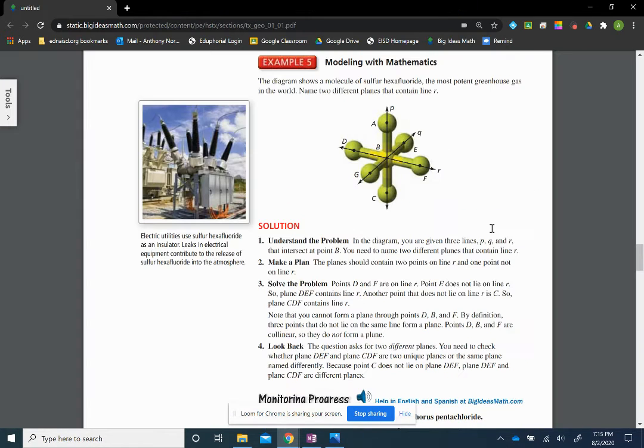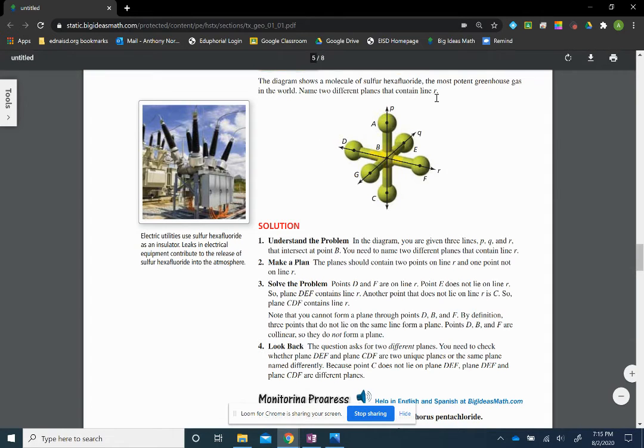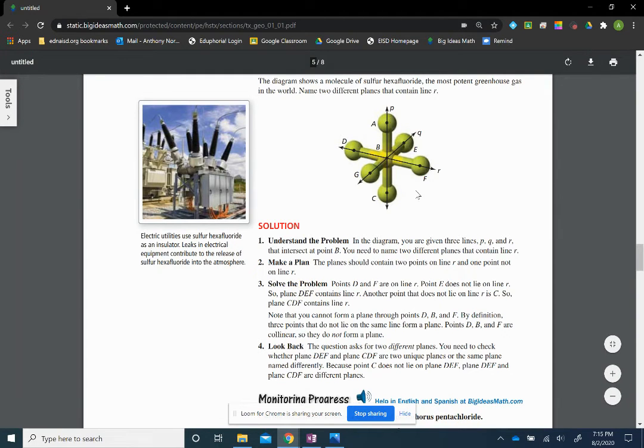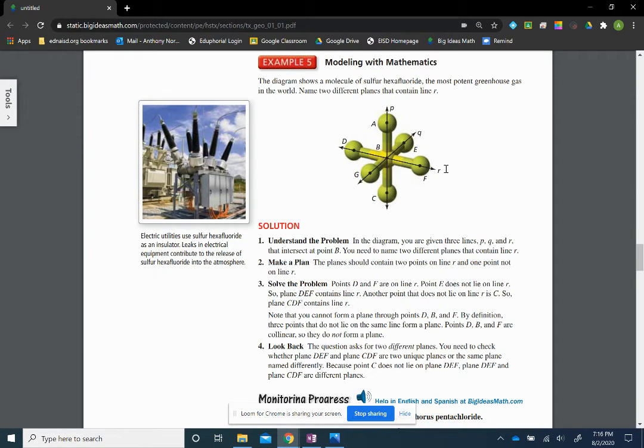Jump cut. So this example is going to walk us through the thinking process of a word problem. It's also showing us a sulfur hexafluoride molecule, something you may recognize from chemistry class. So we need to name two different planes that contain line R. Here's line R. Remember, three connected points create a plane. Any three connected points make a plane.